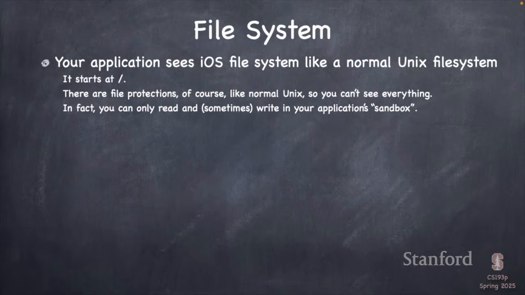So let's talk about the file system here. I said it's a Unix file system that starts at /, but you can't access a lot of it. In fact, your app can only access the parts of this big Unix file system that's called your sandbox. All the Unix permissions and all that stuff are set, so you can't even see anything on the Unix file system except for the stuff in your sandbox.